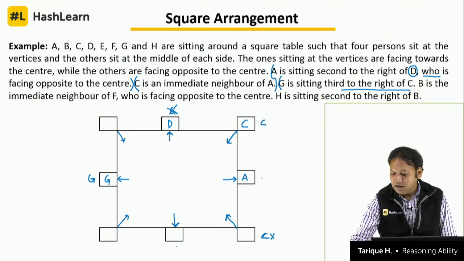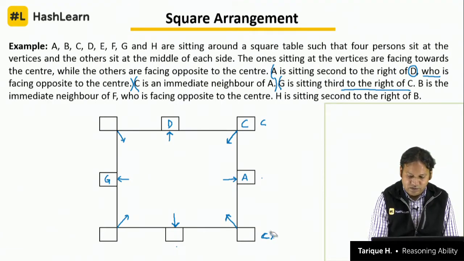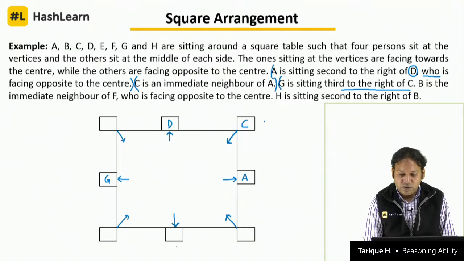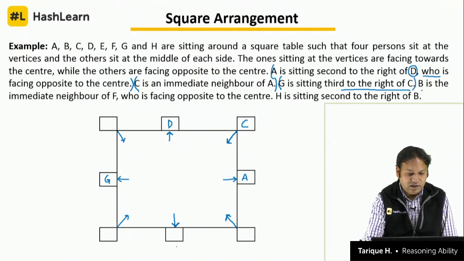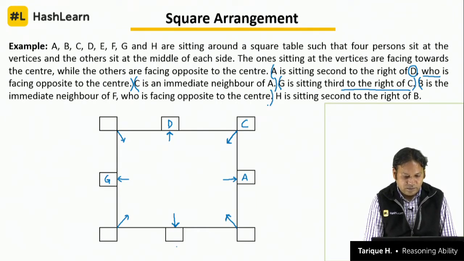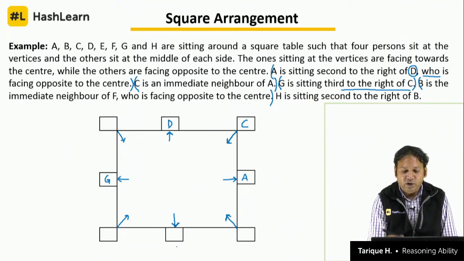So what we will do now, just erase this extra part so that the diagram looks neat and clear to you. Okay. So we have now found out the position of C and G. You have seen how we take the case and solve to find out the position. Now the next clue is B is the immediate neighbor of F, who is facing opposite to the center. Now there is only one place left for a person facing opposite, because the other three positions facing opposite have already been occupied.